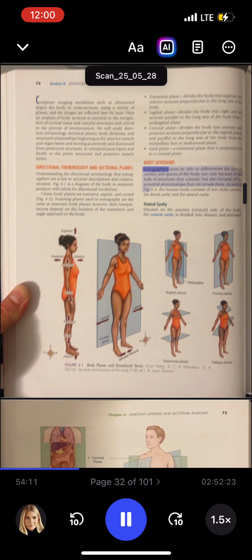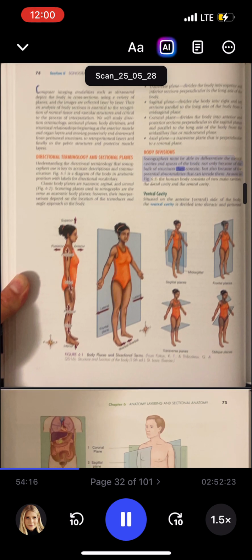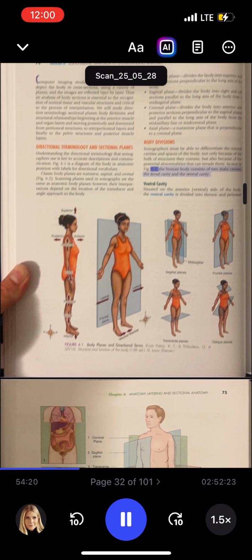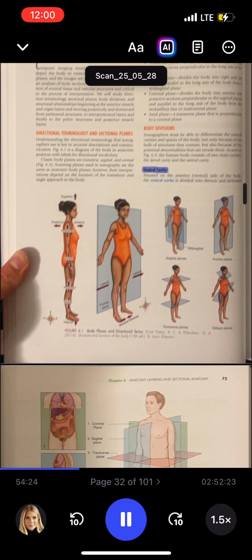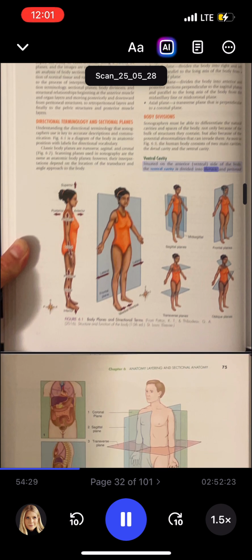Body divisions. Sonographers must be able to differentiate the cavities and spaces of the body, not only because of the bulk of structures they contain, but also because of potential abnormalities that can invade them, as seen in Fig. 6.3. The human body consists of two main cavities, the dorsal cavity and the ventral cavity. Ventral cavity. Situated on the anterior, ventral side of the body, the ventral cavity is divided into thoracic and peritoneal.